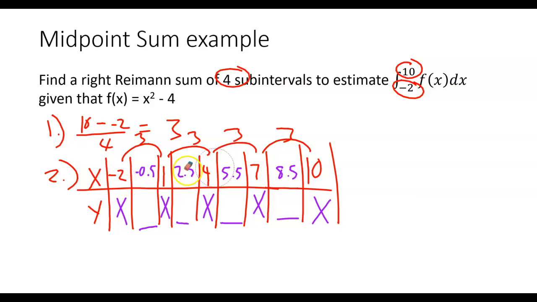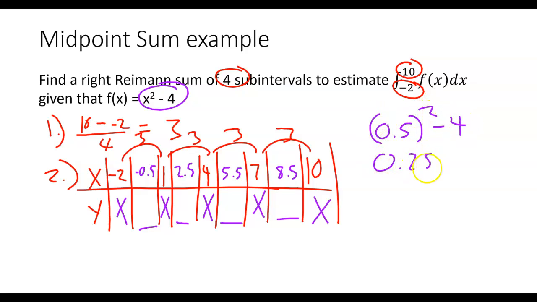We're not going to plug in the red numbers. We're going to plug in these purple numbers. Okay? So let's see. I'm going to plug 0.5 in first. That's 0.25. And so if I subtract from that 4, I'm going to get -3.75 for my height.